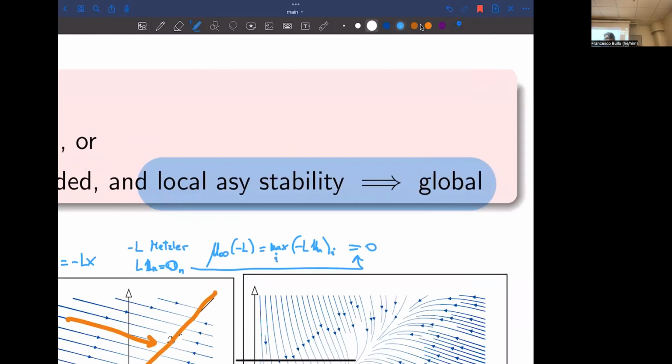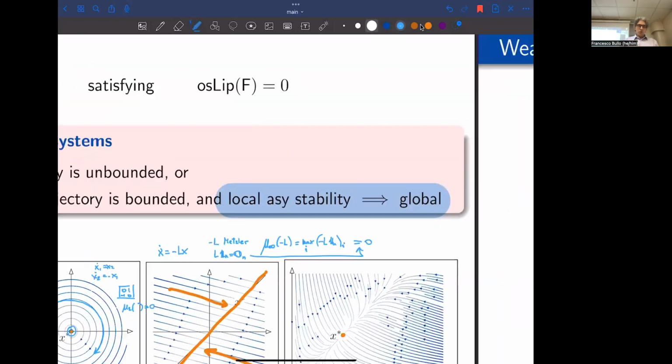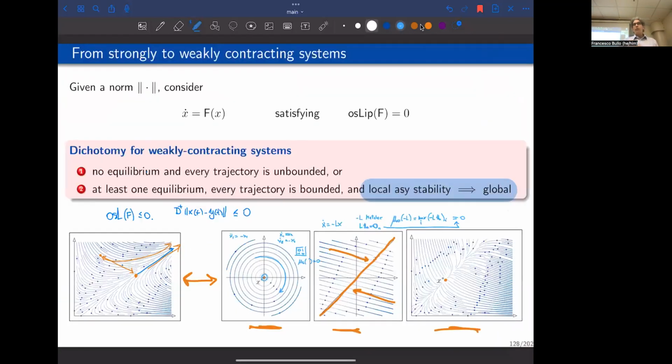This is not quite part of the dichotomy theorem. This is like a second part. In the case in which you have an equilibrium, if the equilibrium is locally asymptotically stable, then it turns out that it is unique and it is globally stable. Because if the funnel is coming in, you cannot have another equilibrium. That's not possible. Does that make sense? So this is the beginning of a beautiful theory for non-expansive or weakly contracting dynamical systems in continuous time. The discrete time case is different.